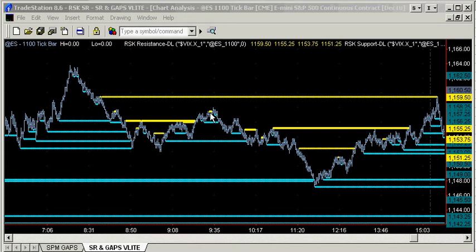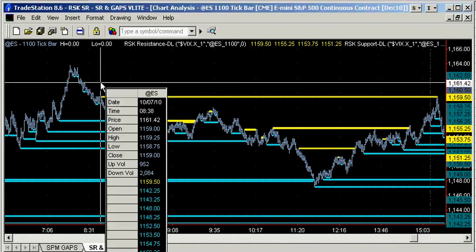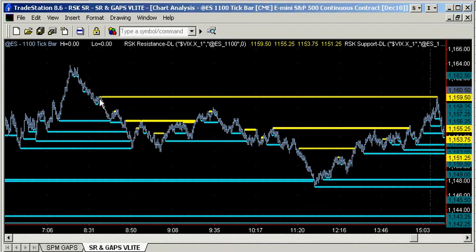But even so, look at this. The indicator, right after the open, as the market was dropping, projected a retracement point. And this was done automatically. We don't draw these lines after the fact. It's done by our indicators.